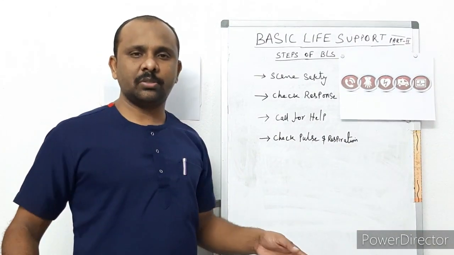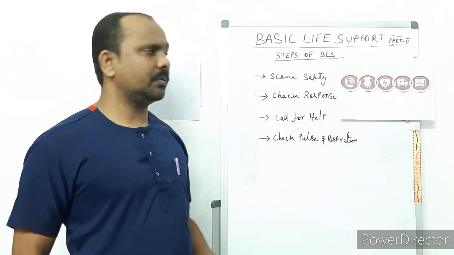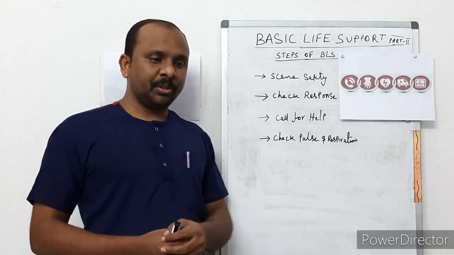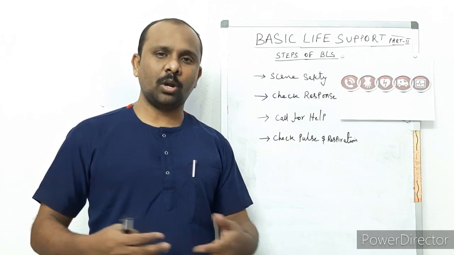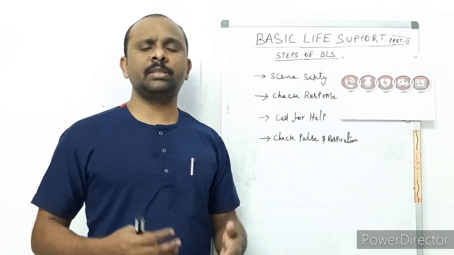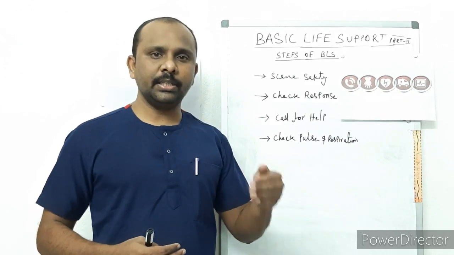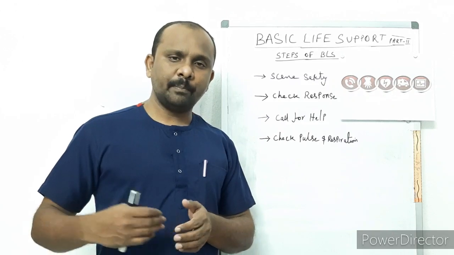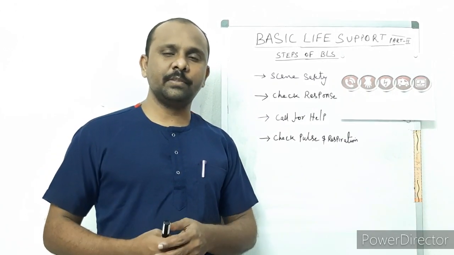So this is the sequence of action. What all does the sequence of action include in this chain of survival? The first thing is scene safety. Whenever you see a cardiac arrest patient, or you encounter somebody collapsing in front of you, the first thing we have to see is scene safety, whether that scene is safe for us or not. You are going to rescue him, so your safety is the first priority.